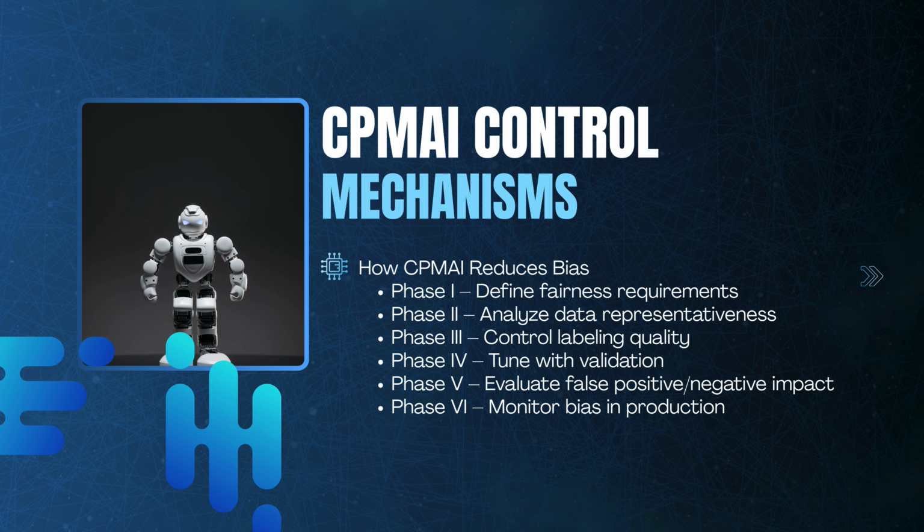CPMAI does not treat bias as an afterthought. It controls it across all 6 phases, from defining fairness requirements in phase 1, to validating data and labeling quality, to evaluating error impact in phase 5, and monitoring bias in production. Bias control is not a single activity, it is lifecycle governance.